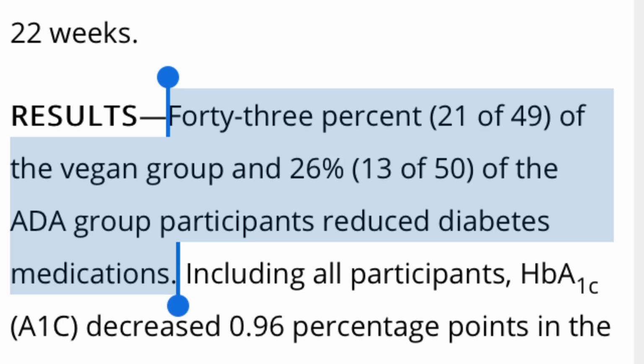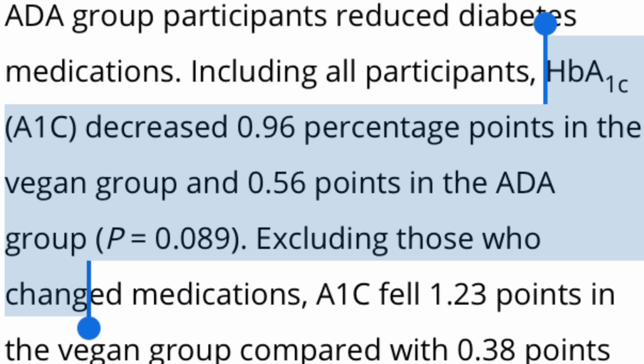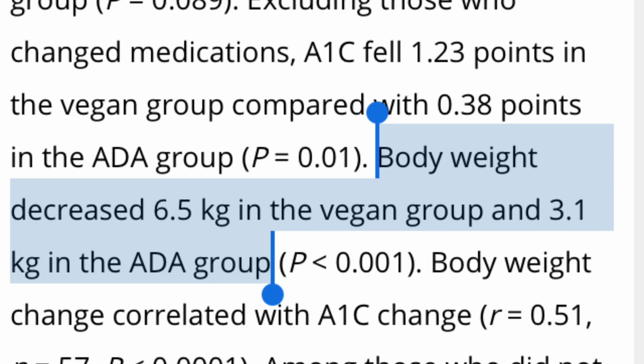Results after 22 weeks showed that 43% of the patients in the vegan group showed reduced diabetic medications, almost double the number in the other group of patients. The HbA1c levels decreased by 0.96 percentage points in the vegan group as compared to just 0.56 points in the ADA group. The mean decrease in body weight was 6.5 kgs in the vegan group, more than double of the weight loss in the ADA group.